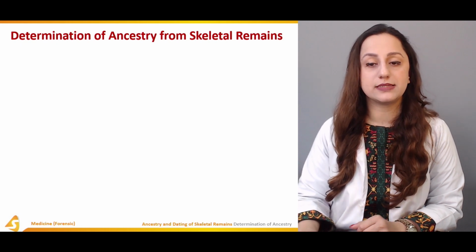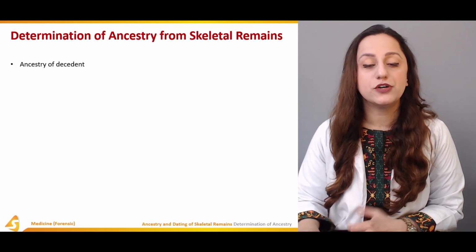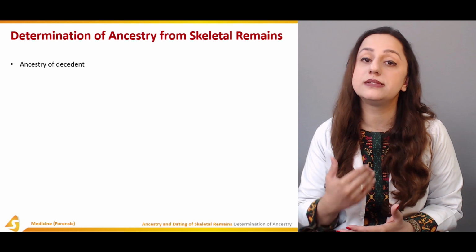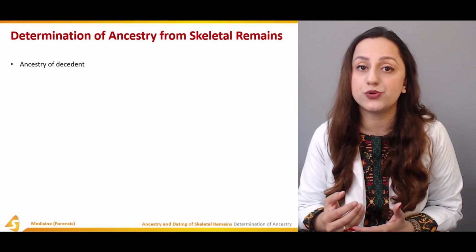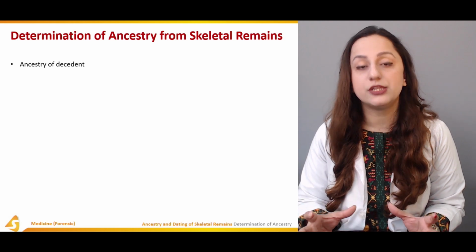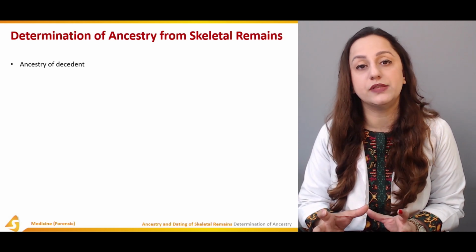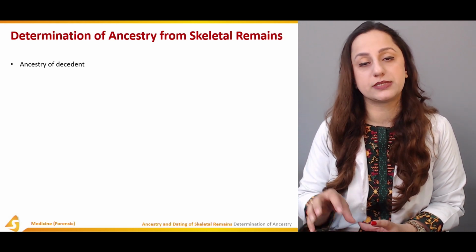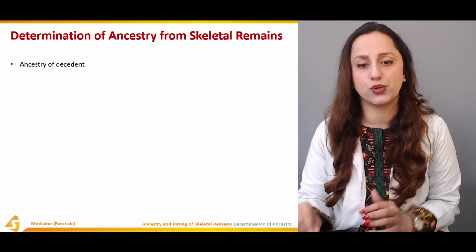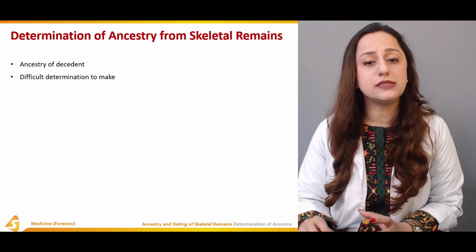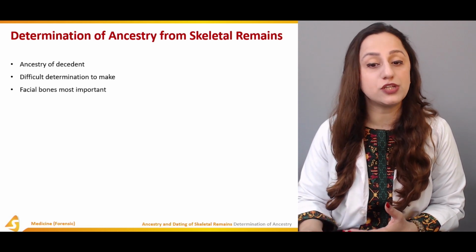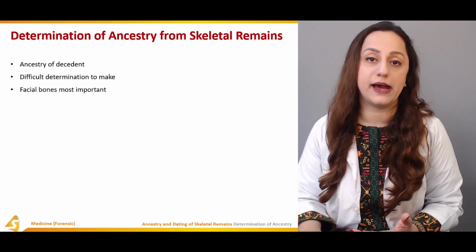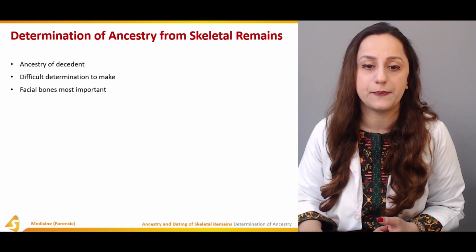Now, the determination of the ancestry from the skeletal remains. First of all, we have to identify which ancestral group the person is a descendant of. As I've already told you, we are talking about three main groups: the Caucasians, the Mongoloid, and the Negroid group. So we have to identify in general which group the person is from, mainly on a general look. It is a difficult determination to make, and facial bones are the mainstay whenever we want to get back to the ancestry of any unidentified body.